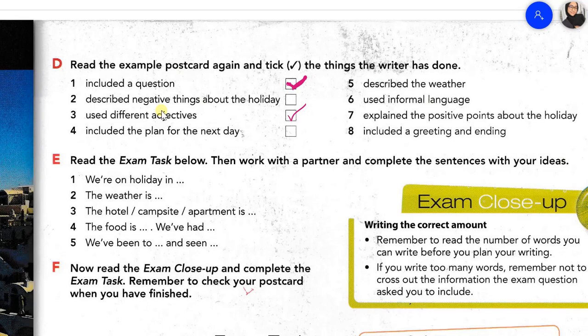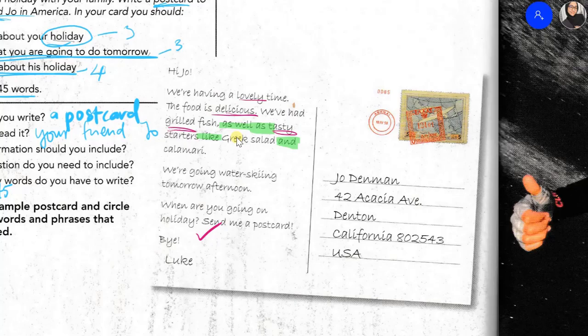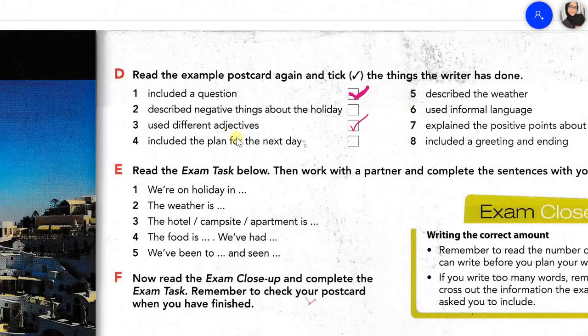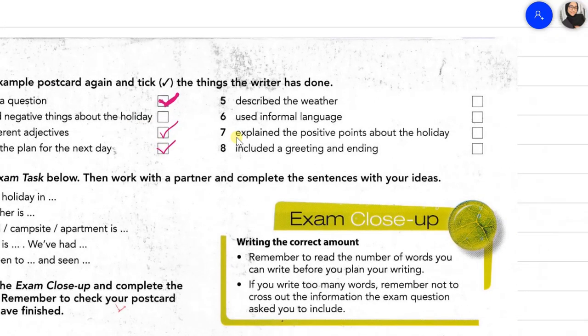Did the writer include the plan for the next day? Yes, we're going skiing tomorrow afternoon. This is the plan for the next day. Okay, 5. Did the writer describe the weather? No.